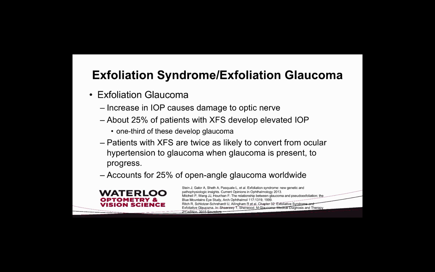So exfoliation glaucoma occurs once we have that increase in IOP, and once that increase in IOP causes damage to the optic nerve. So about 25% of patients with exfoliation syndrome are going to develop an elevated IOP, and then 1/3 of these will develop glaucoma. Patients with exfoliation syndrome are twice as likely to convert from ocular hypertension to glaucoma. And then when the glaucoma is present, they're much more likely to progress. And of all of the open-angle glaucomas worldwide, exfoliation syndrome accounts for about 25%. So it's a fairly big chunk of people that have it.